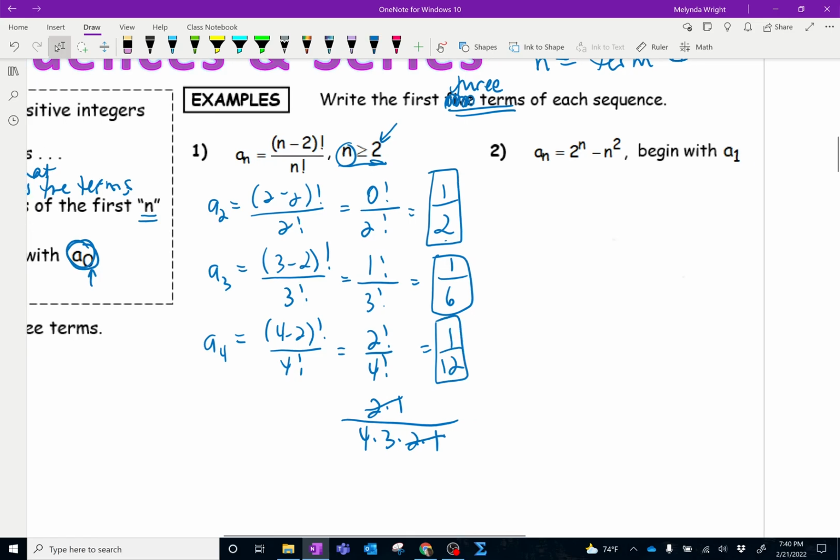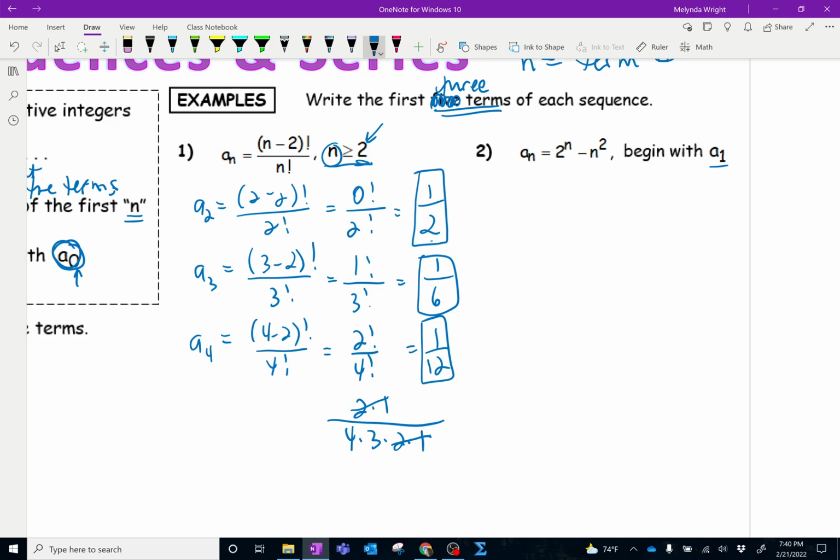Let's do the same thing for number 2. This one begins with a sub 1. So a sub 1 would be 2 to the 1 minus 1 squared. So what is that? 1. Okay, a sub 2 would be 2 to the 2 minus 2 squared. And that would be, what's that? 4 minus 4 is 0.